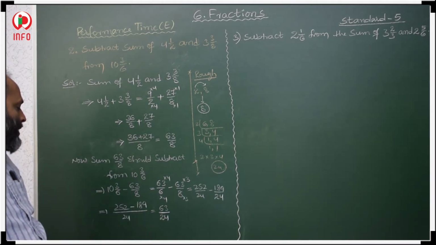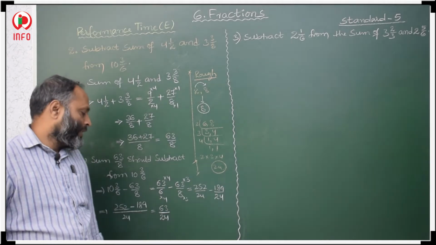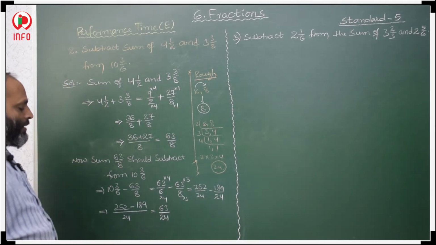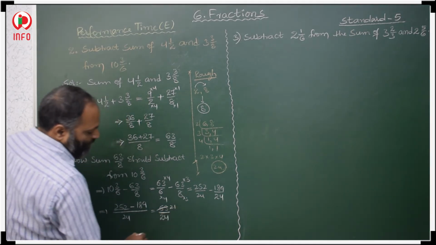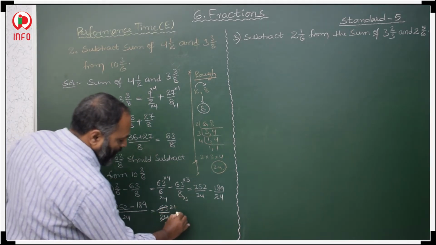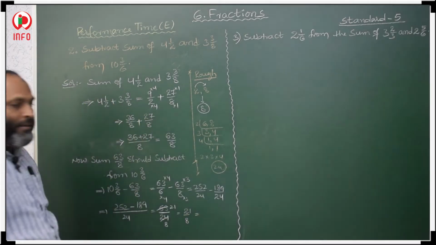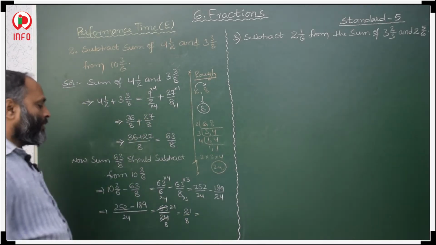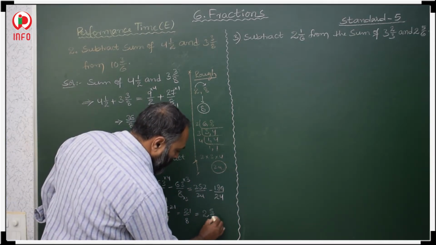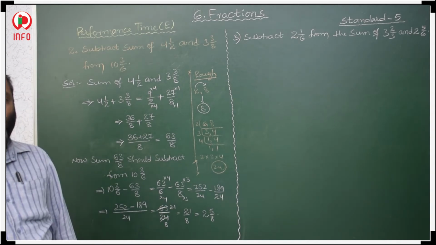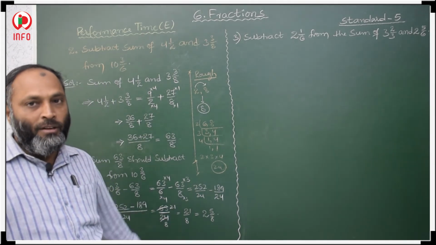Now, how to convert this 63/24? See here, these two are divisible by 3: 3 twos are 6, 3 eights are 24, so we get 21/8. Then 21/8 in mixed fraction is 2 5/8. So this is the answer, 2 5/8 in mixed fraction. How to convert to a mixed fraction, that we know; according to that you have to convert.